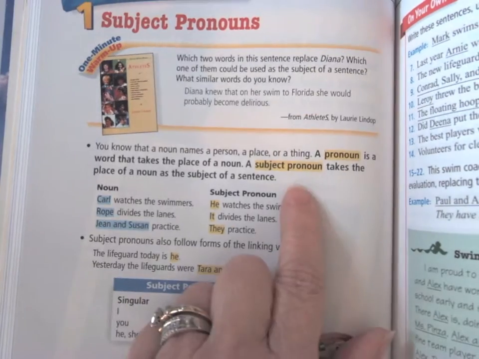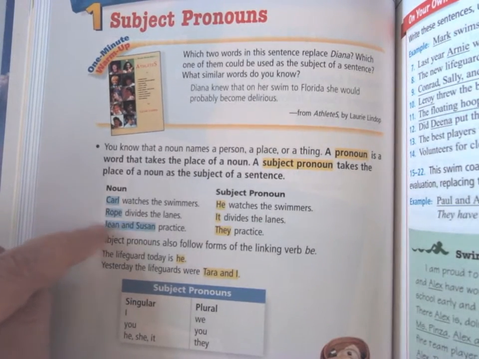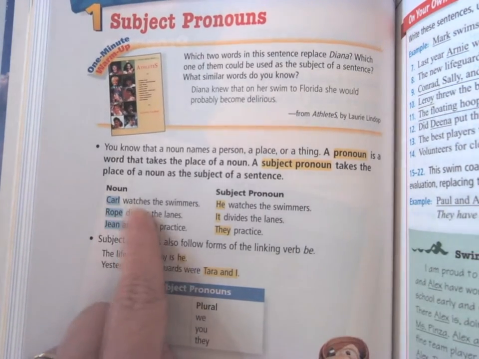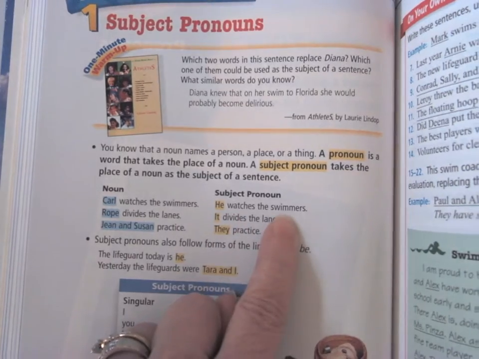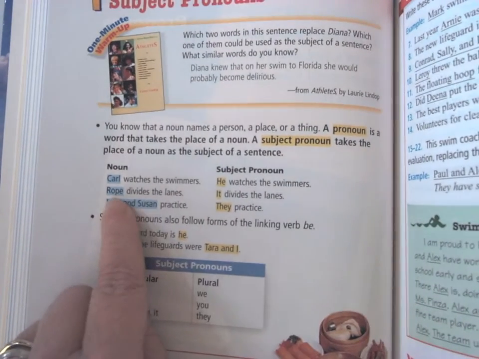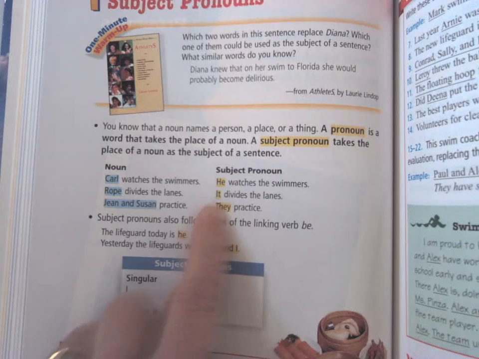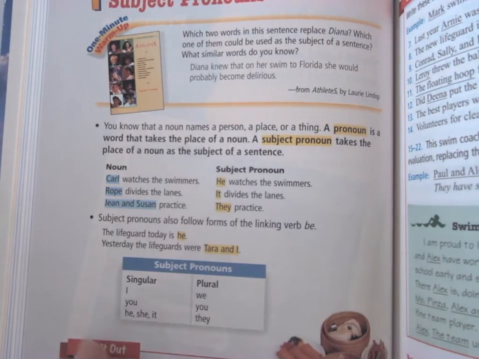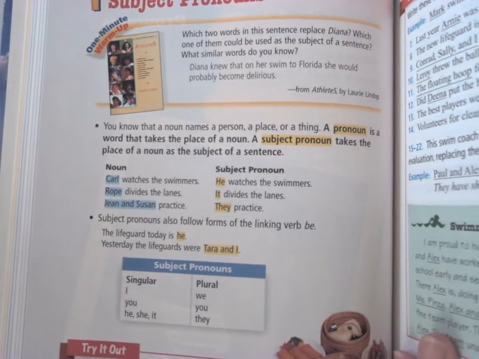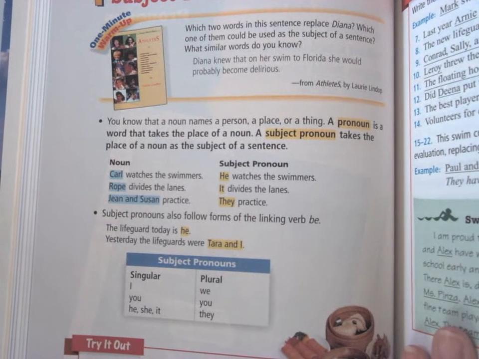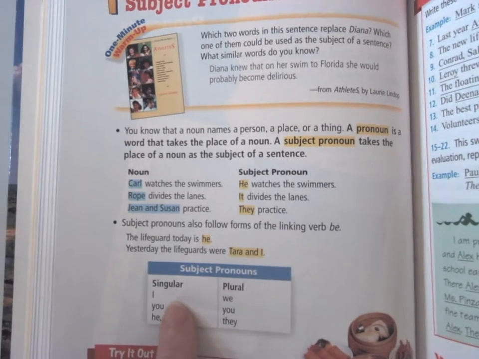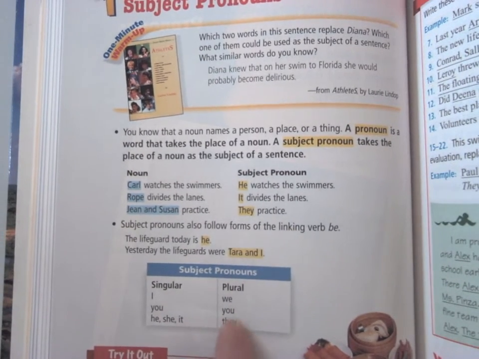Alright, so a subject pronoun takes the place of the subject. The subject is, of course, what the sentence is about, who or what the sentence is about. So instead of Carl watches the swimmers, he watches the swimmers. A rope would be an it because it's a thing. And then you have Jean and Susan, that's two people together, so it's they. Your choices of words for subject pronoun are listed down there in the box. They can show you a little bit more about what's available for subject pronouns.